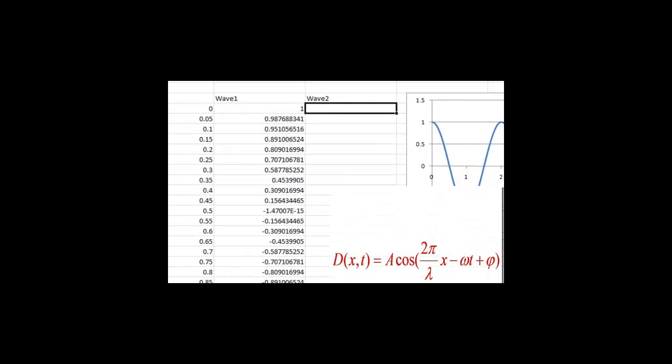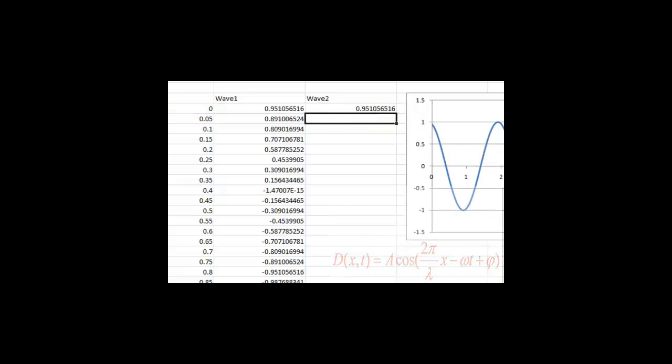In D11, enter equals B2, the amplitude, times cosine of B6, the wave number, times B11, the distance, minus our counter E1, times the wave speed E2, plus the phase constant B8. Drag this equation down to the last entry.